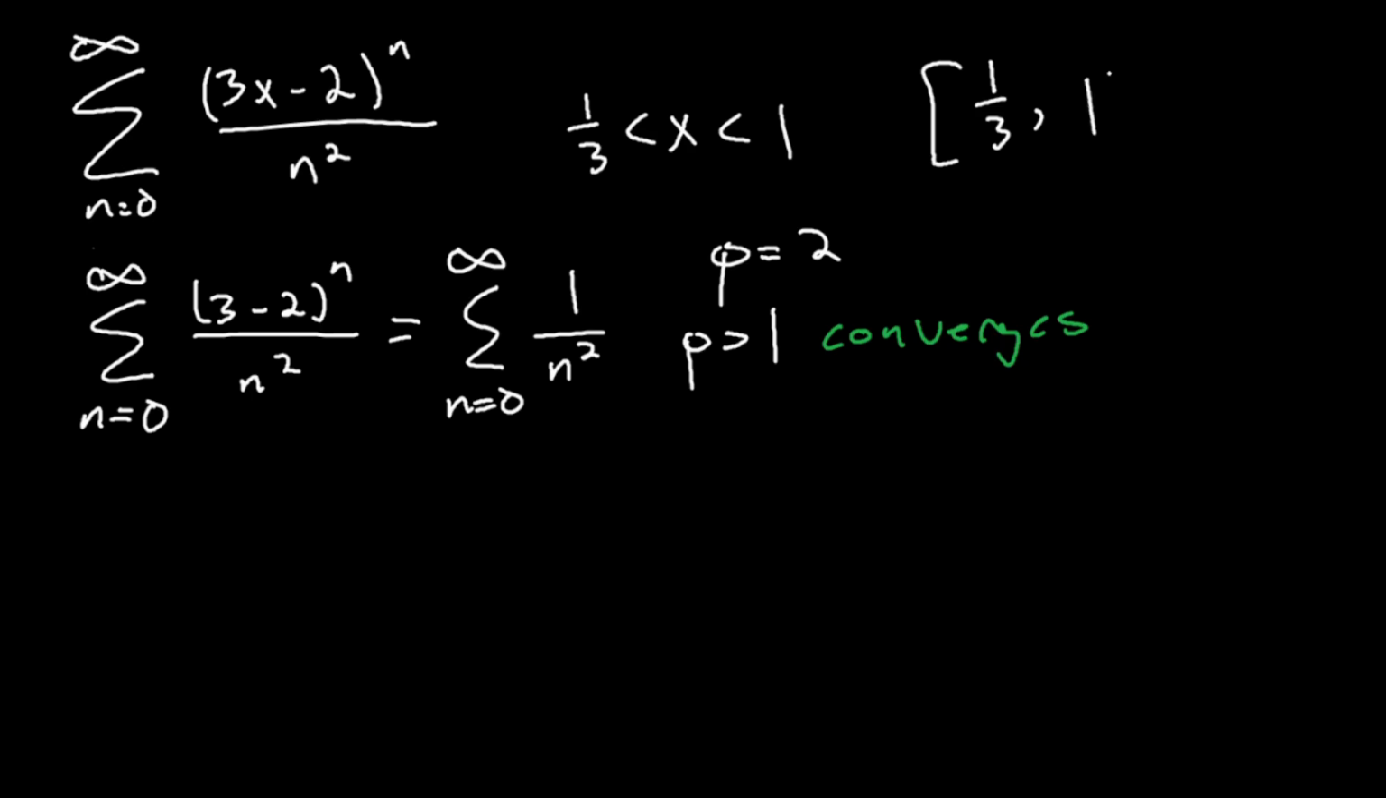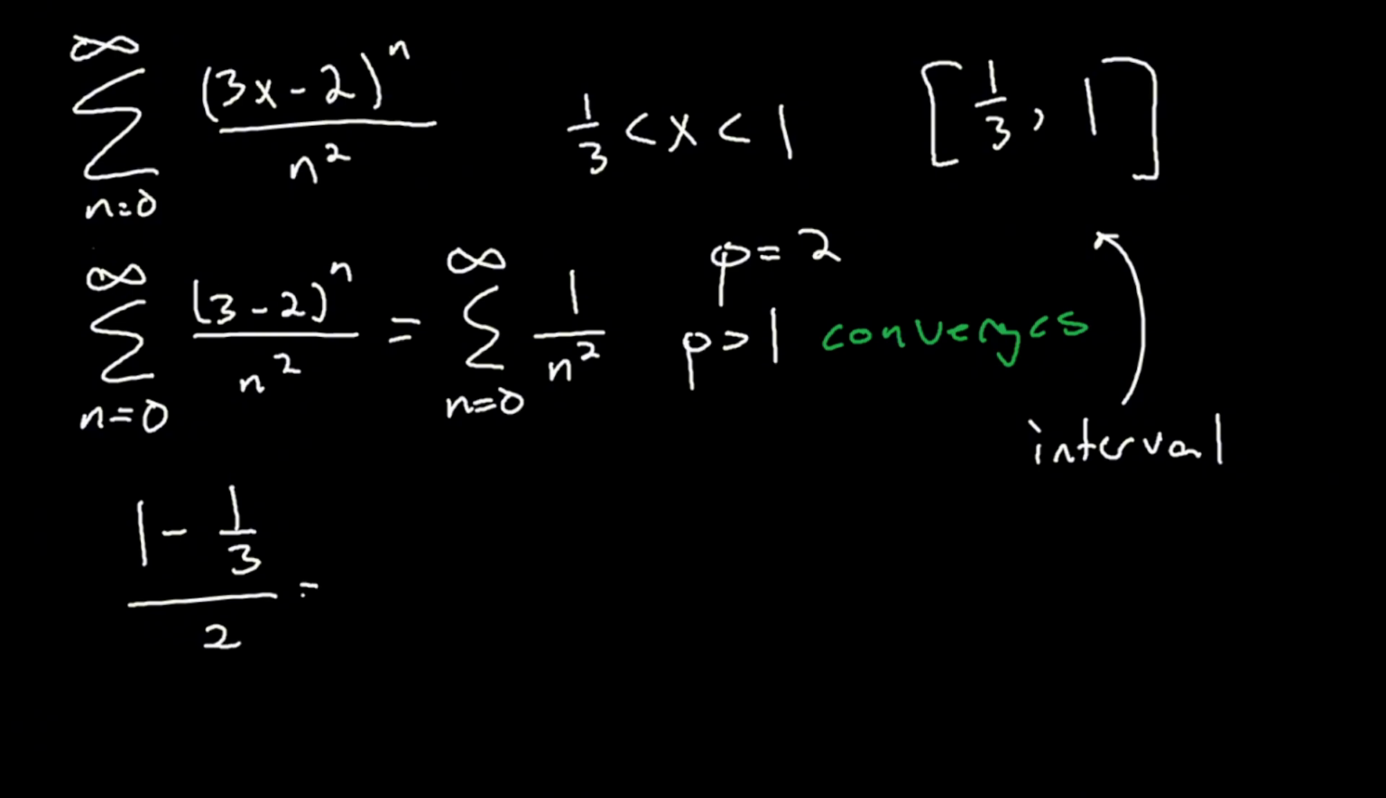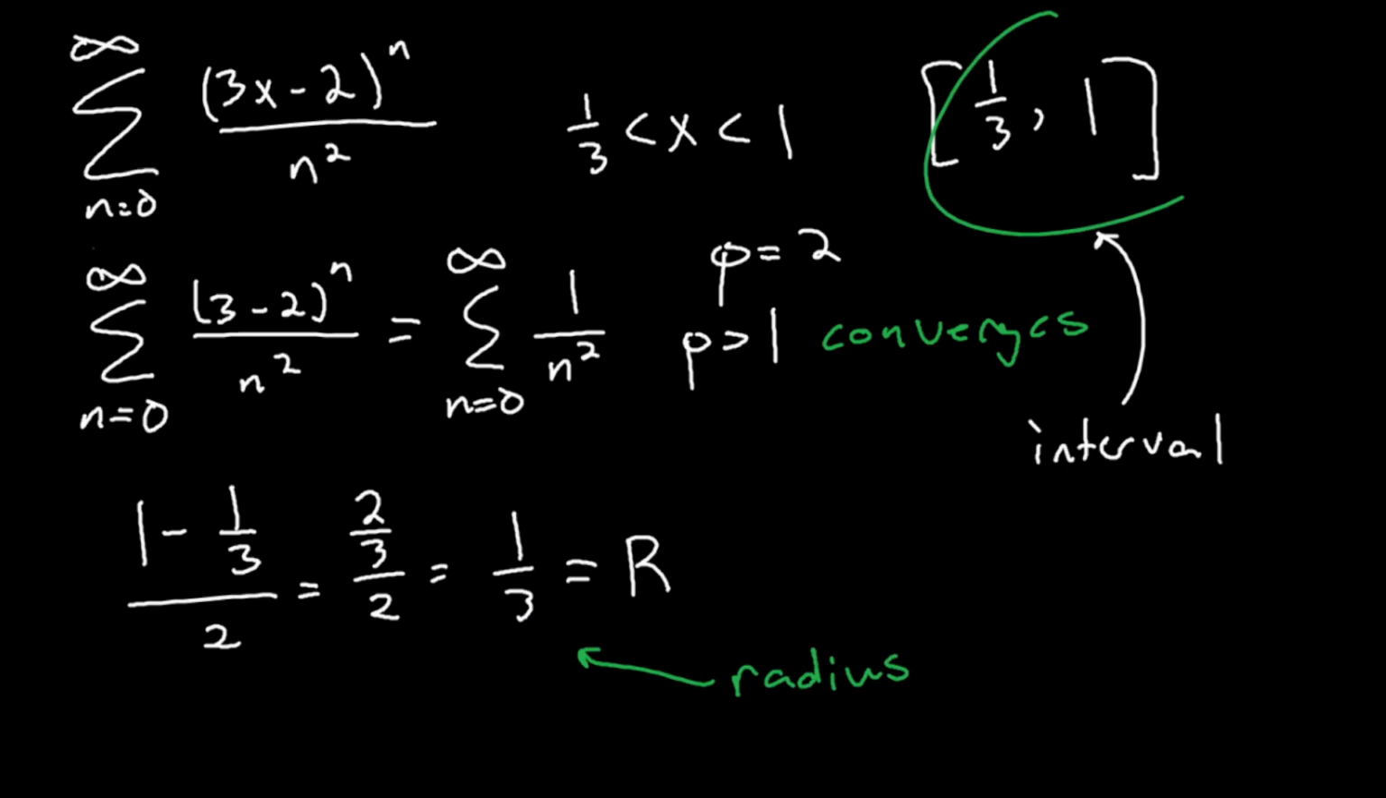Therefore, again in closed brackets, this will be your interval of convergence. Now let's go ahead and find the radius of convergence. 1 minus 1/3, over 2, is simply 2/3 over 2, right? 2/3 over 2 is just equal to 1/3. Therefore, this right here is equal to your radius of convergence. 1/3 is your radius of convergence, and 1/3 to 1 in closed brackets is your interval of convergence.